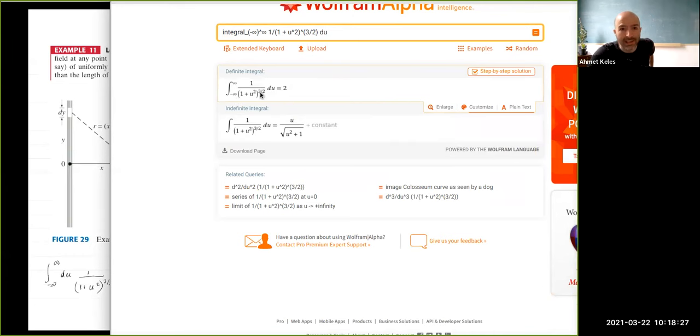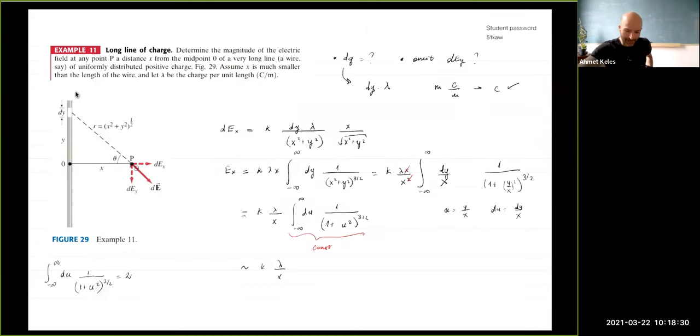Do I have the same form? Yes, exactly the same form. It's equal to 2. So I can go back, which is this guy. I don't care, it is 2. So I can delete this proportionality and put an equal sign, and I can put 2. Okay. And let's write with k. K was 1 over 4 pi epsilon naught, lambda over x times 2, which is equal to lambda over 2 pi epsilon naught times x. Okay.